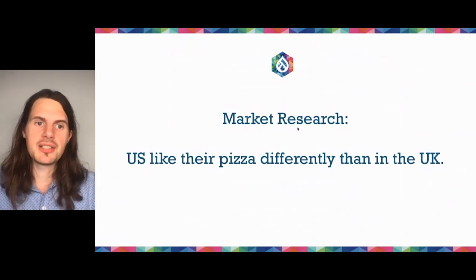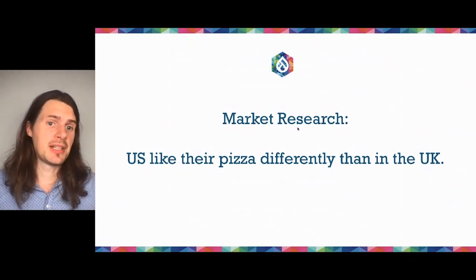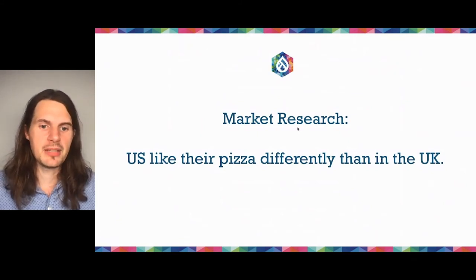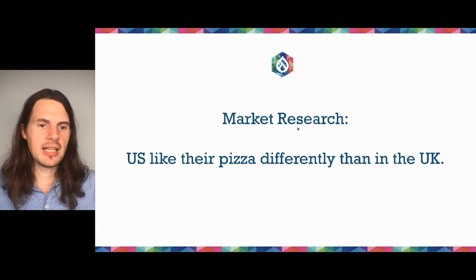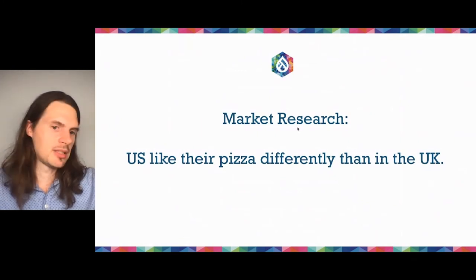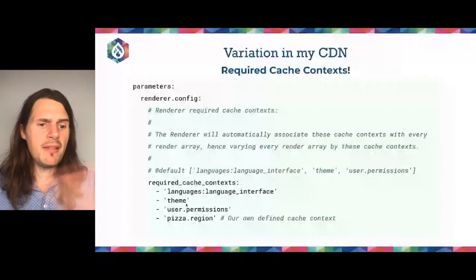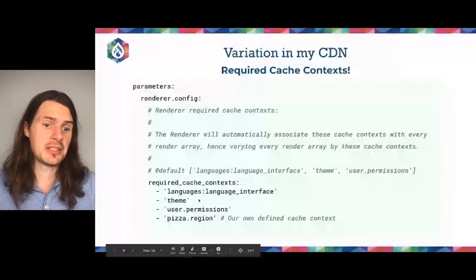So variation in CDN. And the real life example is obviously Drupal Commerce. All pages vary by region as the currency of the price is different. And the magic inside of Drupal for that is required cache context. So we just create a pizza region cache context, like we've seen before. And we make that dependent just on the incoming request header, which is essentially the user's IP. And then we have this pizza region here. And whatever is cached within Drupal, it will be cached by this pizza region. So I don't even have to think about it. My cache is just split up per region.